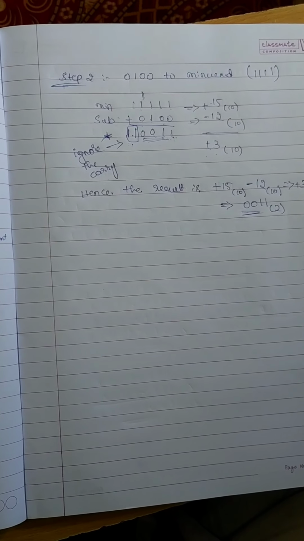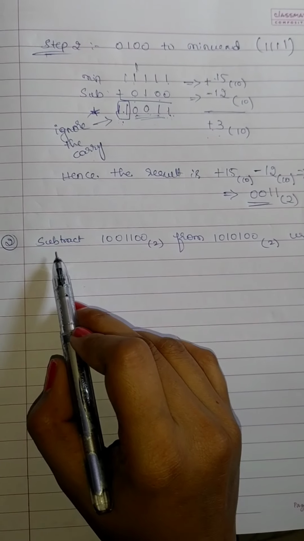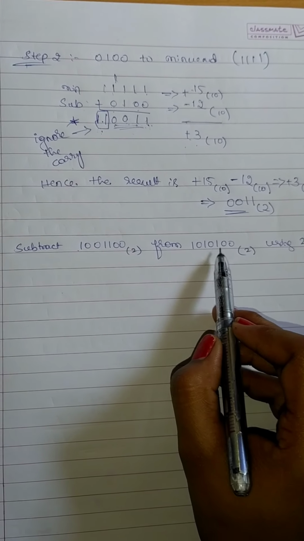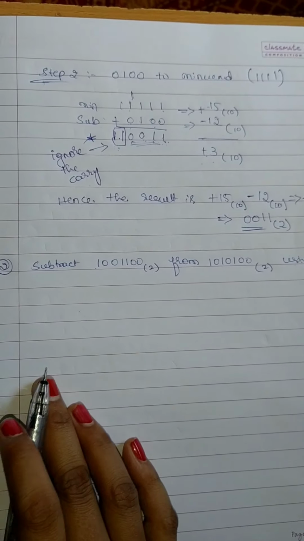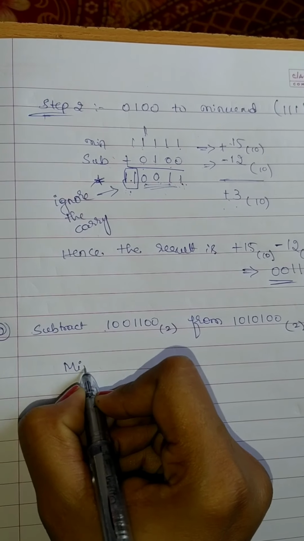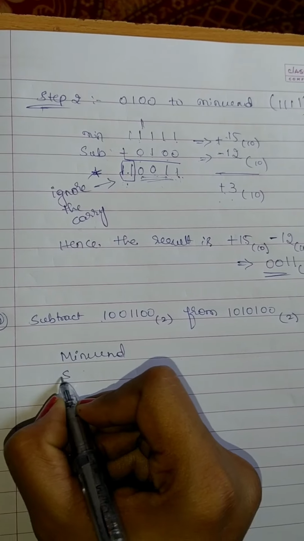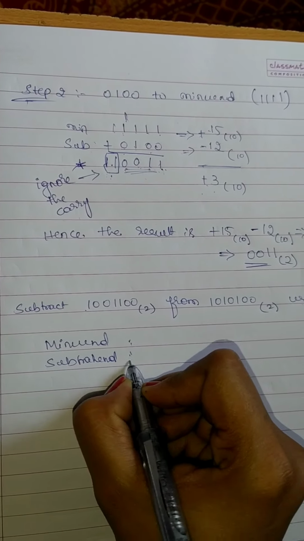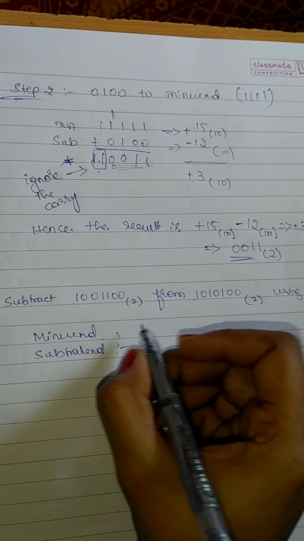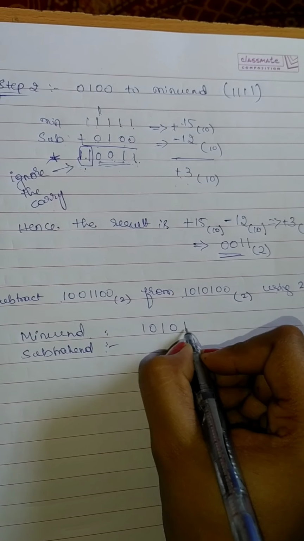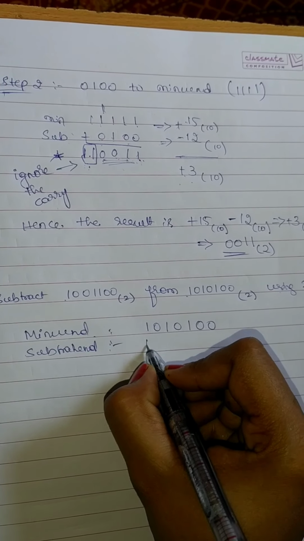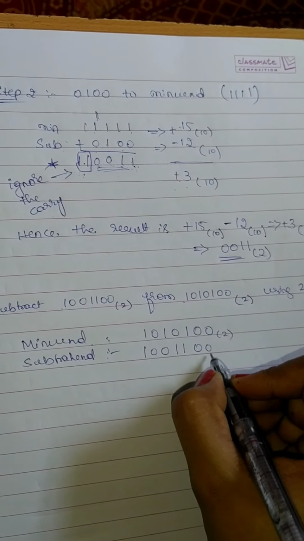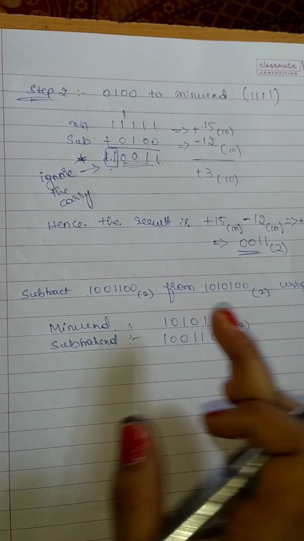So now we'll see another example. In this you can see: subtract 1001100 from 1010100 using 2's complement. So in the first step, we have to identify which is the minuend and which is the subtrahend. In this, they have already given binary format, so there is no need to convert. So the minuend is 1010100 and the subtrahend is 1001100. Okay, so these two are the values of the subtrahend and minuend.